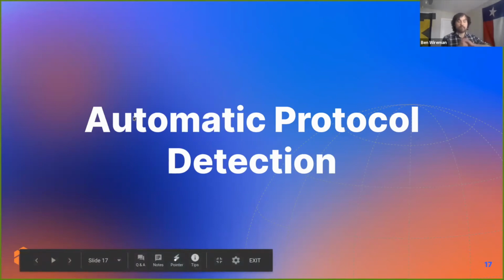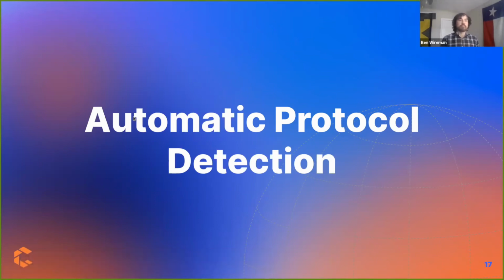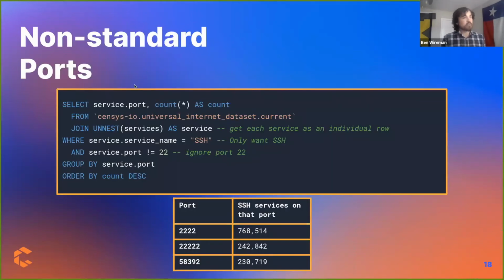All right, and the thing that I'm most excited about for this Universal Internet DataSet, and the part that I'm most proud to have helped to work on, is automatic protocol detection. The long and short of automatic protocol detection is we can tell you when you're running services on non-standard ports. For instance, SSH is one of the services we can do this with. For any of the ports we scan, we can tell you if you're running SSH.